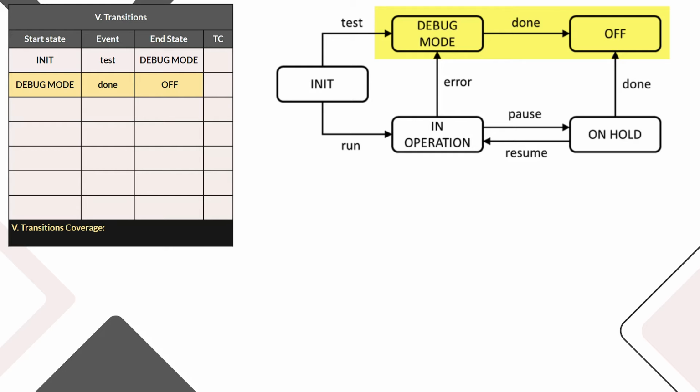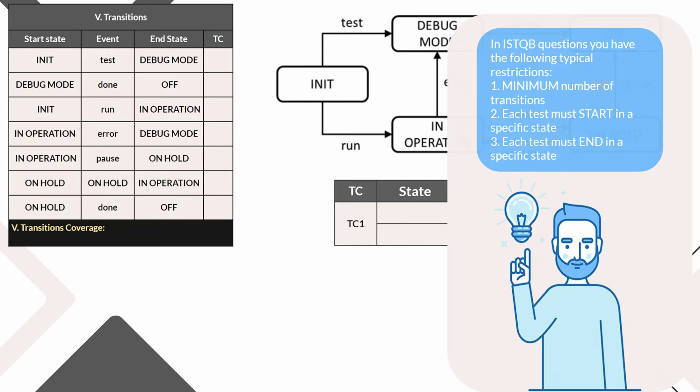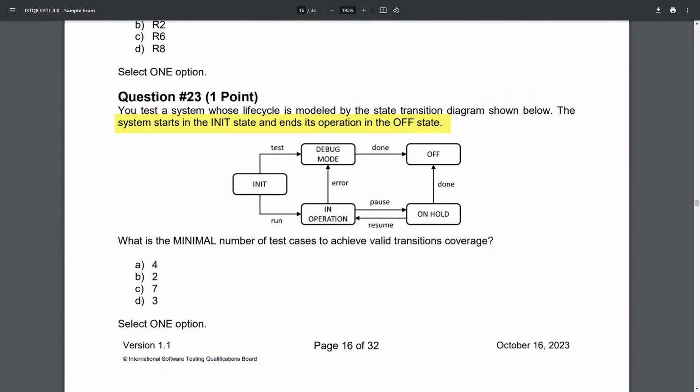In the previous examples, we have already learned how to define valid transitions, so there is no point in dwelling on this in detail here. The next step is writing test cases. And as you remember, the ISTQB questions can have different types of conditions and restrictions. In our case, we have the following limitation. The system starts in the init state and ends its operation in the off state.